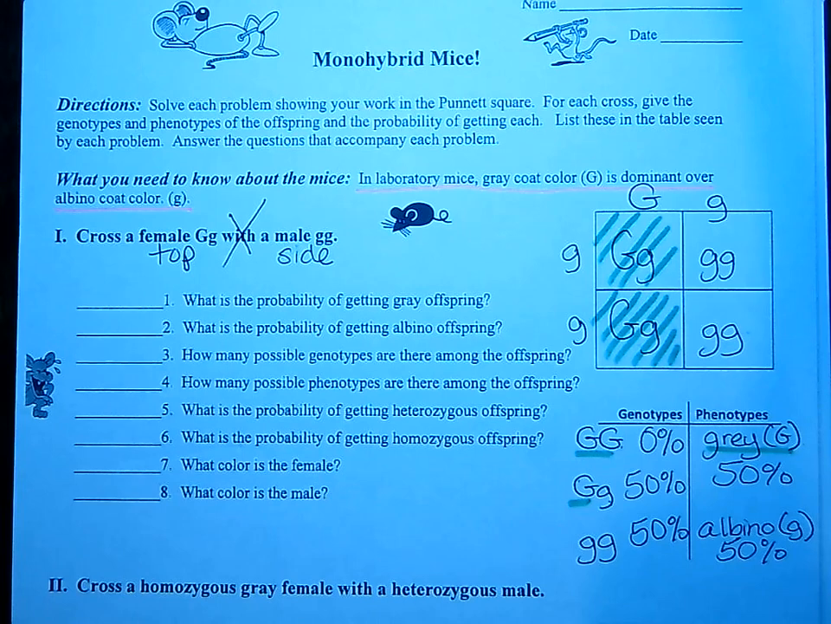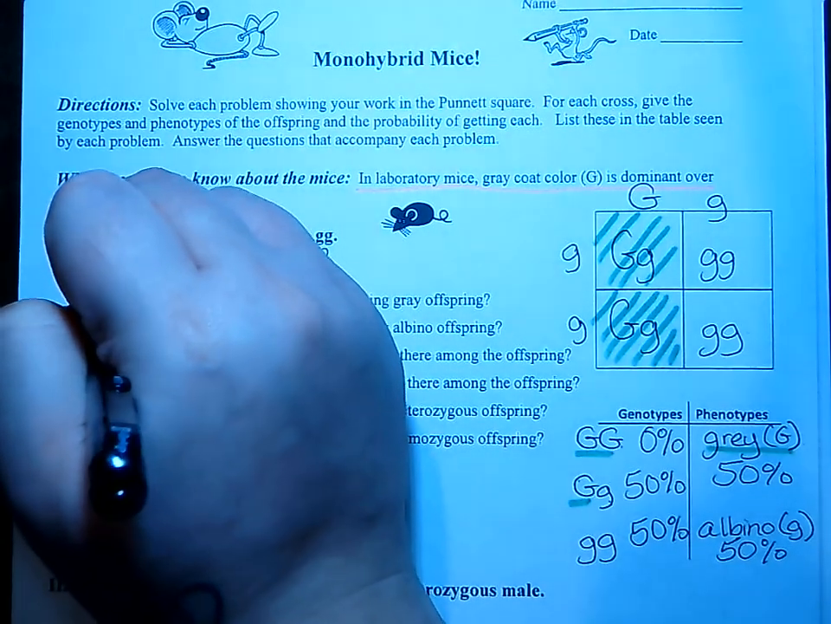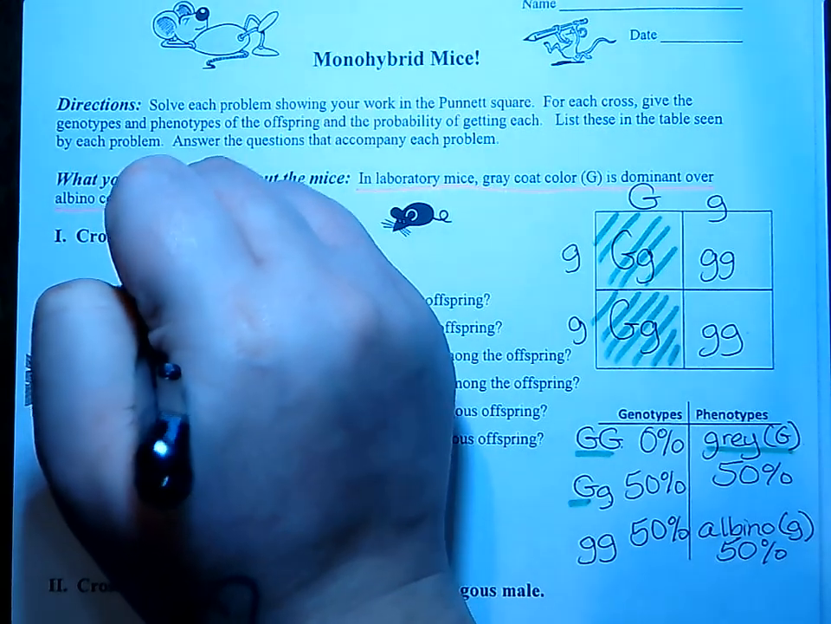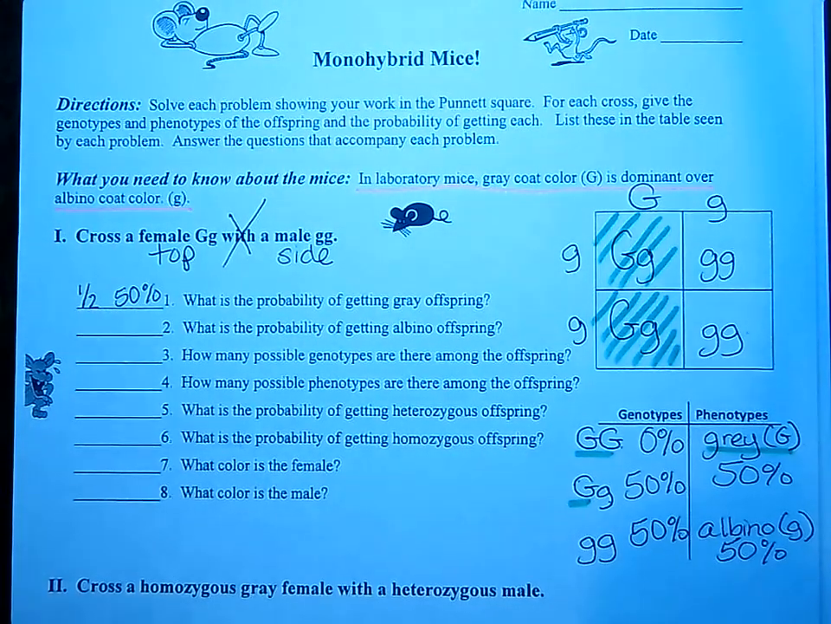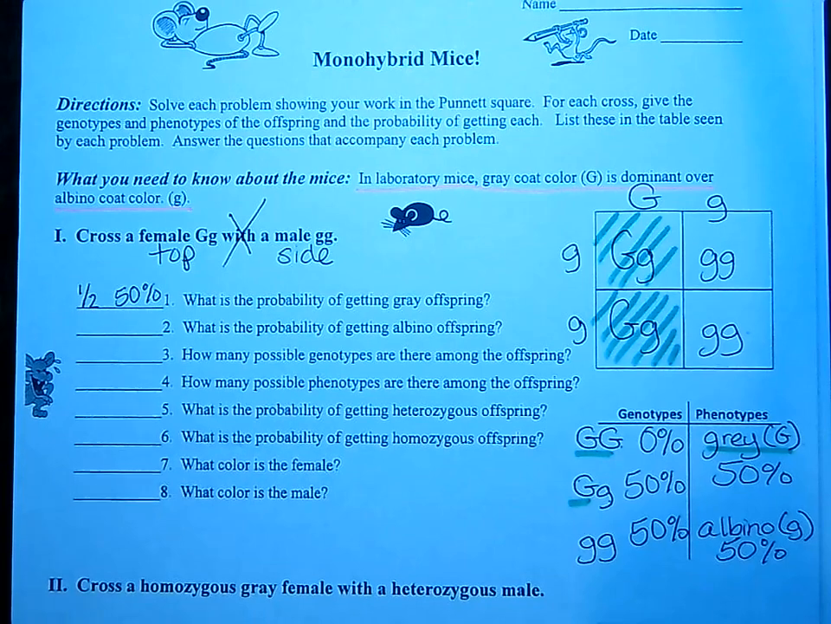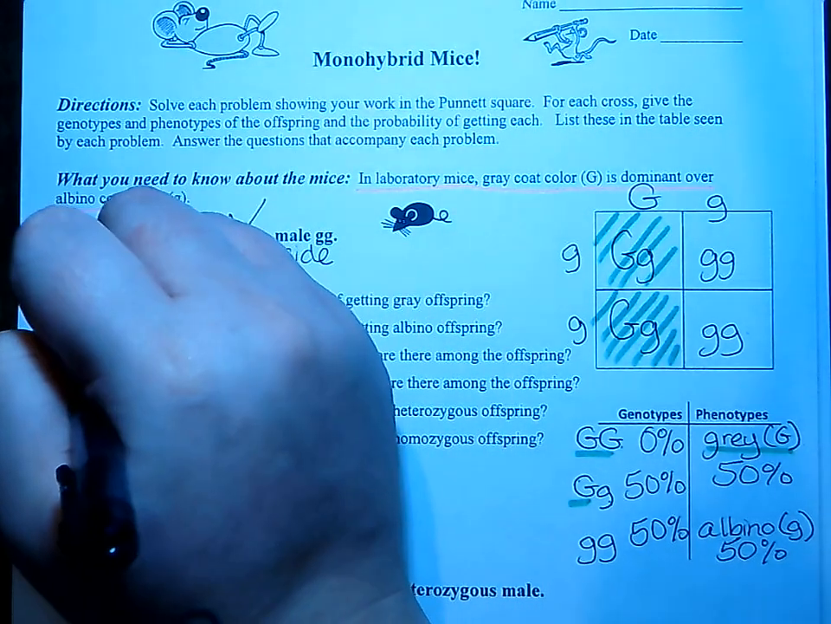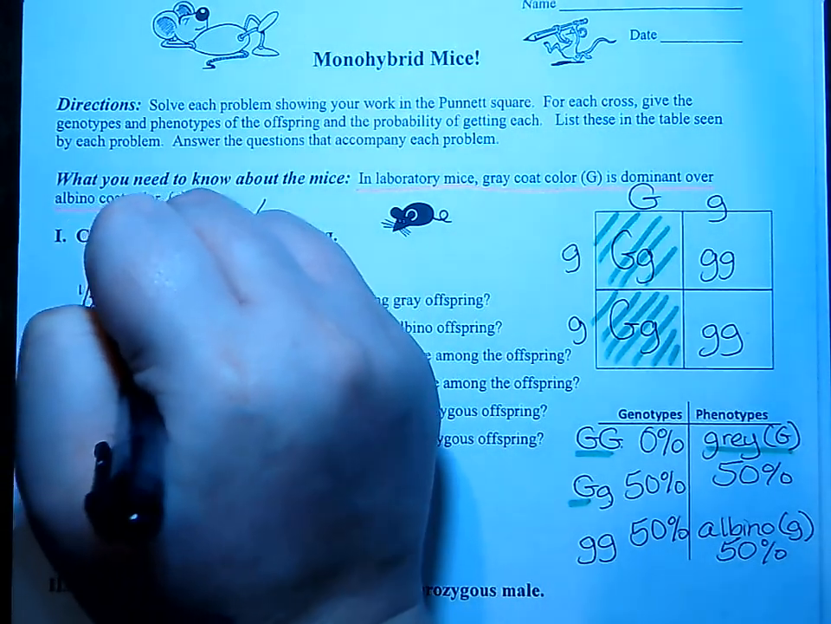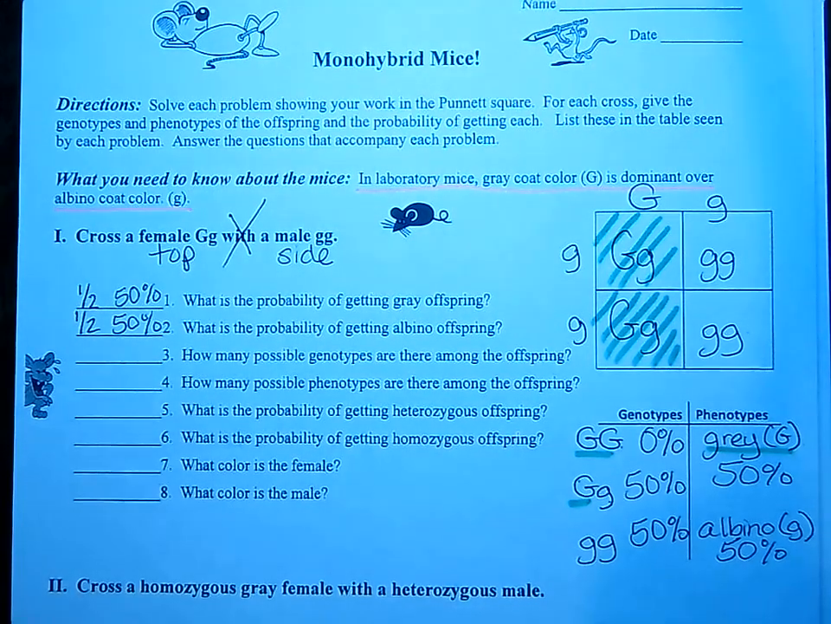So let's go through these questions and see if we can answer them. Number 1, what is the probability of getting gray offspring? Well, we have 1/2, or you could do 50%. Some of you might want to leave it 2 fourths, and that's fine as well. What is the probability of getting albino offspring? Well, we found that to be the same, 1/2 or 50%.